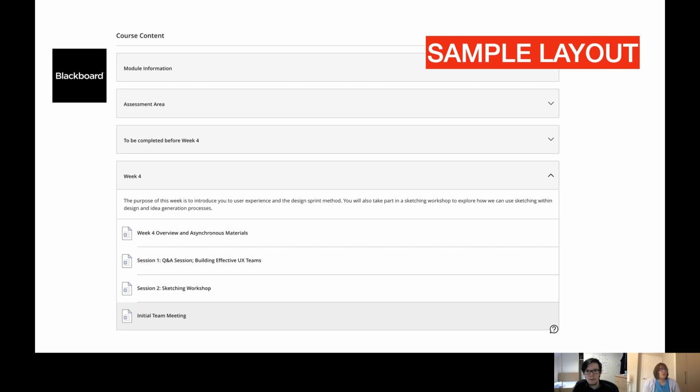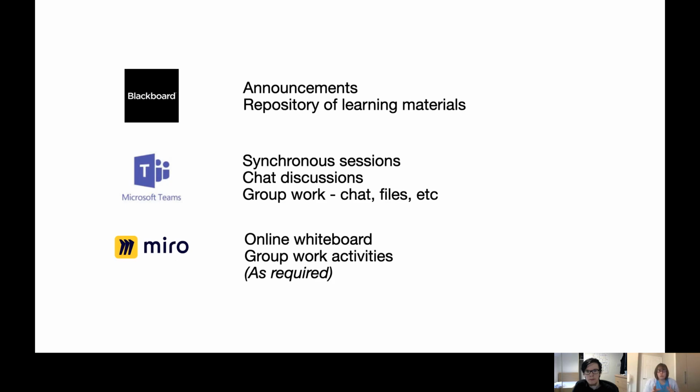Each week, what we plan to do is put up a summary document, and that summary document will tell you all the things you need to watch, read, and do before the session, and a rough guide as to what's going to happen in those sessions when you get there. So Blackboard will be the repository of all of those learning materials, and it's also what we're going to use for announcements. So if anything is important, you'll hear about it on MyDundee and via an email announcement from MyDundee.